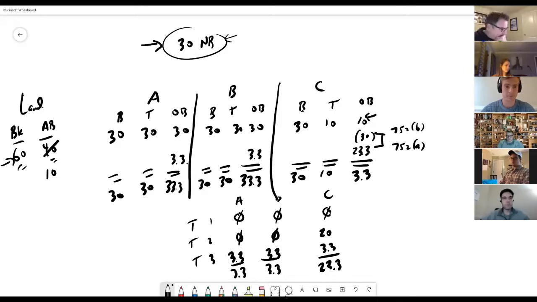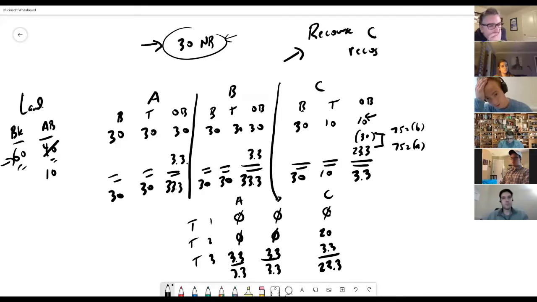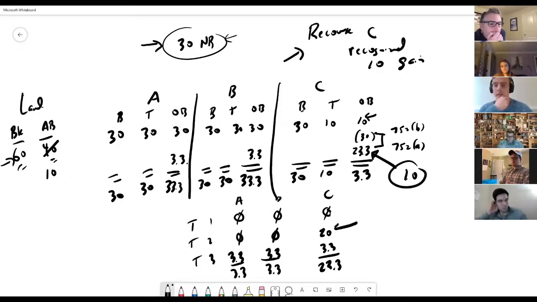Just compare again, you go back to your notes, and compare where this was recourse. C recognized 10 of gain, because this was 10 rather than 23.3. So it's another illustration of why this tier 2 is taxpayer friendly. It's protecting the contributing partner from recognizing immediate gain.